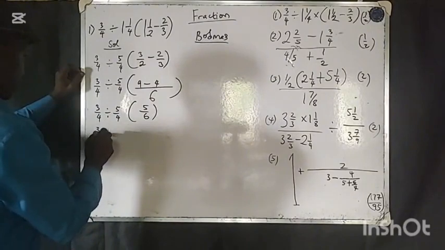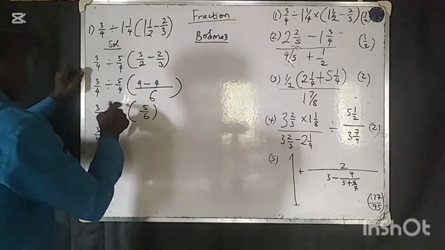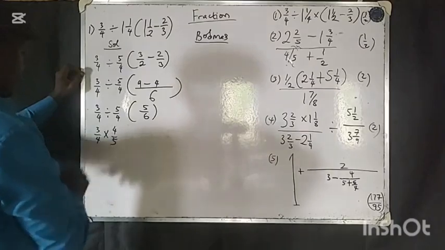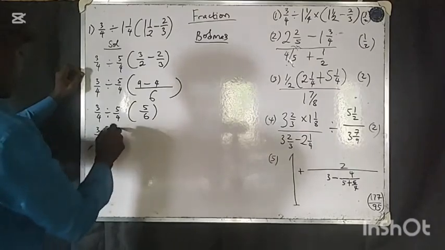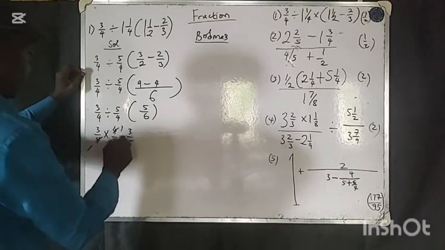This one will be times. 4 will go up because we are changing division to times. 4 will go up and 5 will come down. So we have 4 over 5. 4 here, we cancel 4 here. So we are going to be left with 3 over 5.